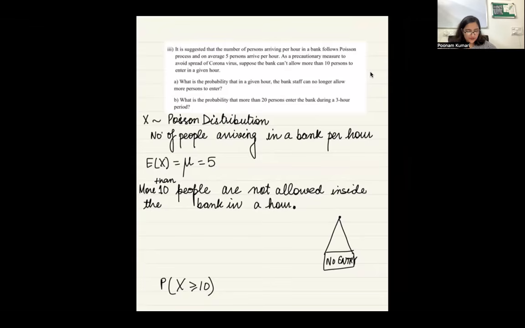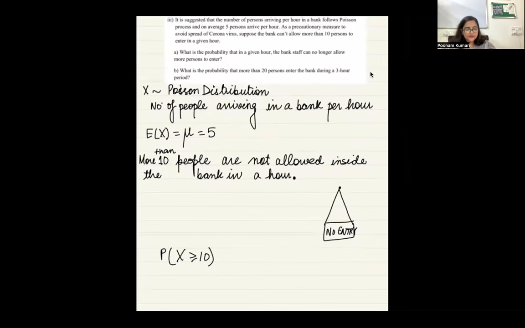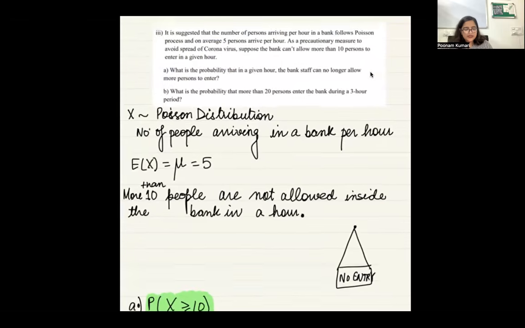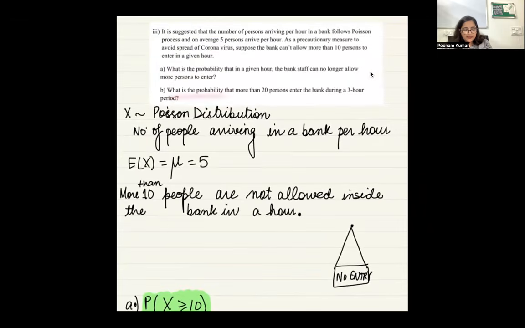Okay, how to calculate it we will see, but in the first part this is what we have to find. This is what we have to figure out. Okay, what about the second part? What is the probability that more than 20 people enter the bank during a 3-hour period?